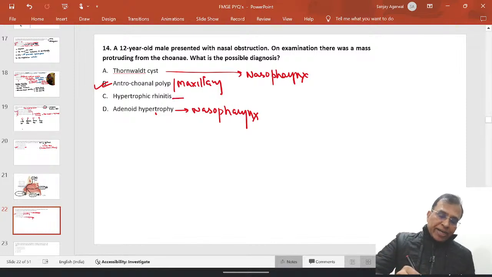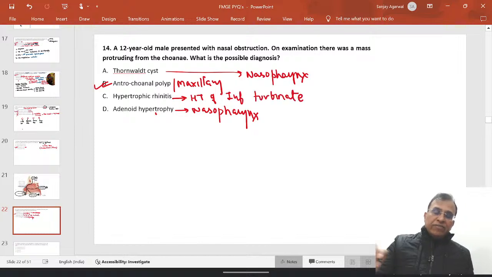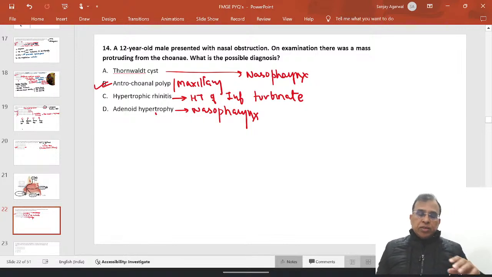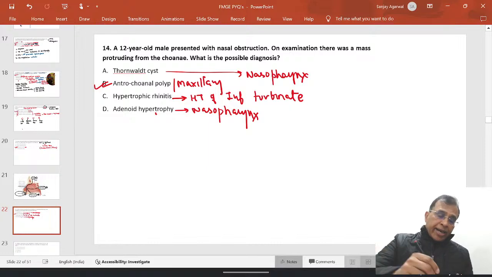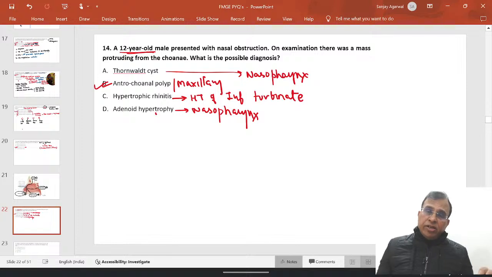In hypertrophic rhinitis, nothing protrudes. There may be hypertrophy of the inferior turbinate, and it will never protrude. Now, all these four diseases are possible in children, but typically at 12 years of age, endochoanal polyp is very, very common.